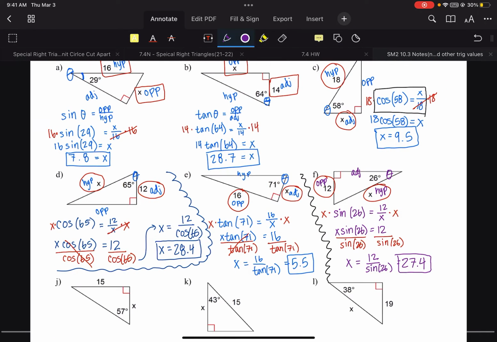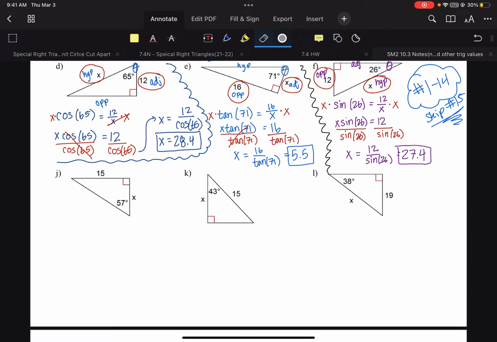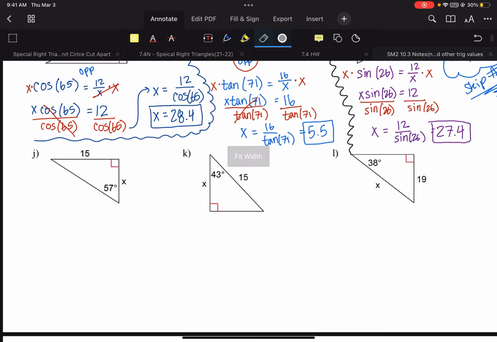So if you're feeling pretty confident, go ahead and jump to your homework. You are going to want to do numbers 1 through 14 before coming back and watching the next video. Skip number 15. It's actually an impossible problem, so just cross it off. If you need some more practice, stay on the video. I'm going to work through these last three examples, and then you can go to your homework.